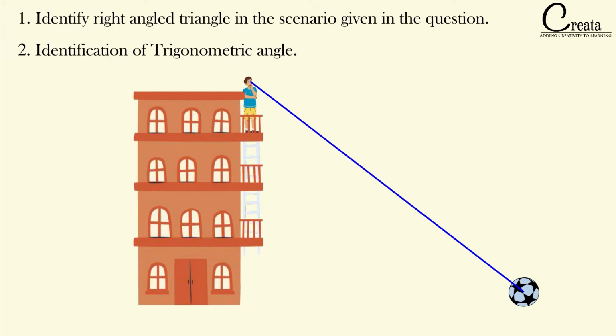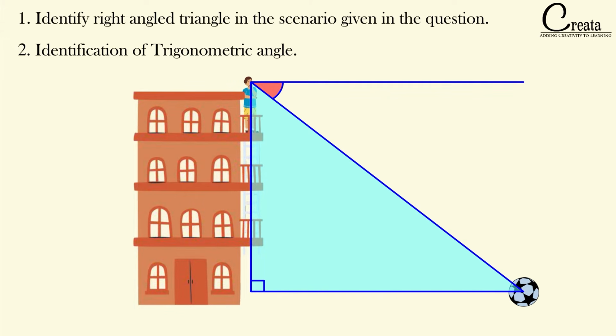This person is looking downward at the football or the object, so this triangle will be formed. Suppose the angle of depression is given in this case as 30 degrees. So you can take this as 30 degrees, so this angle will also be 30 degrees. We can take this angle as a trigonometric angle and apply the trigonometry in this right angle triangle. Or we can take this angle also as a trigonometric angle and apply the trigonometric ratios.